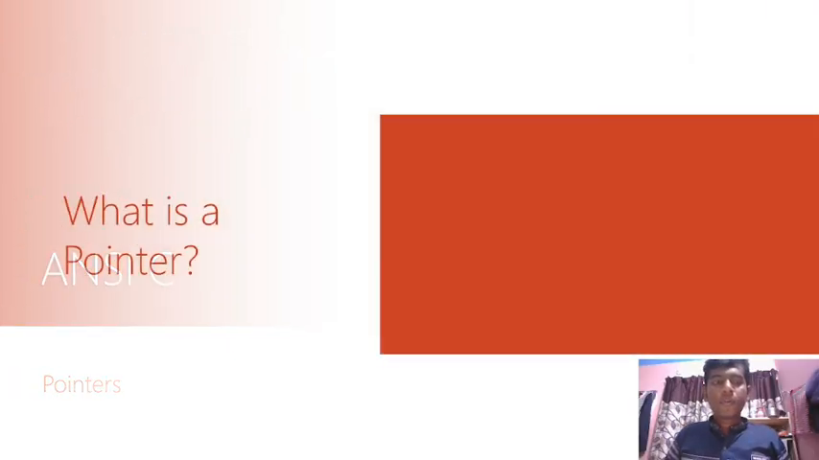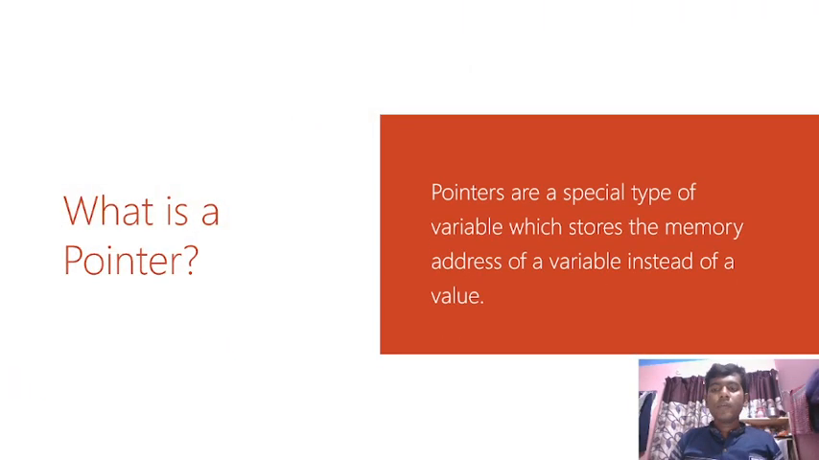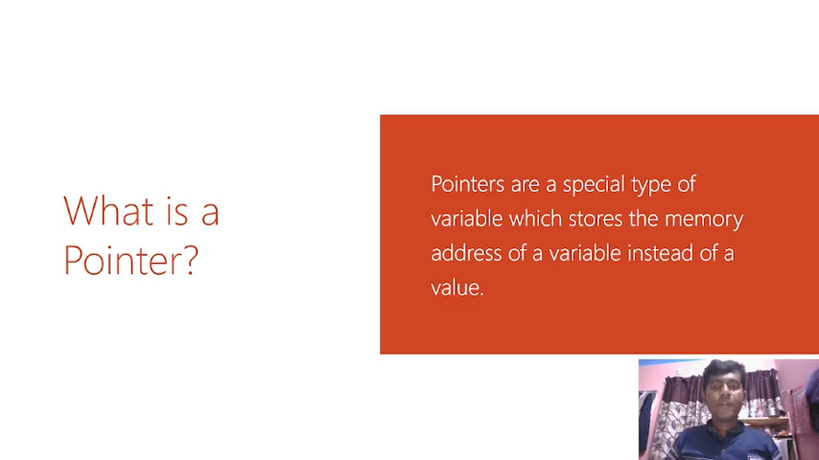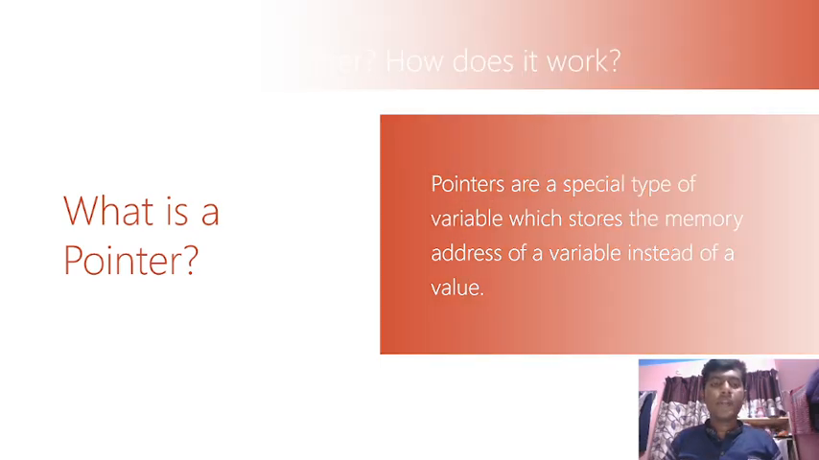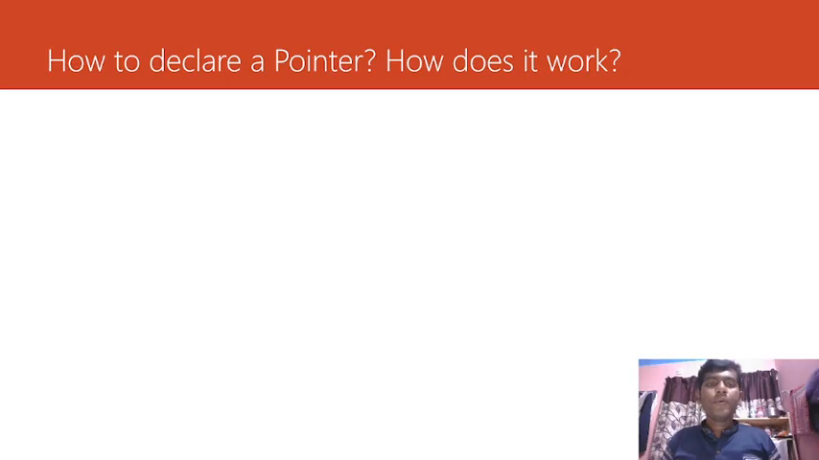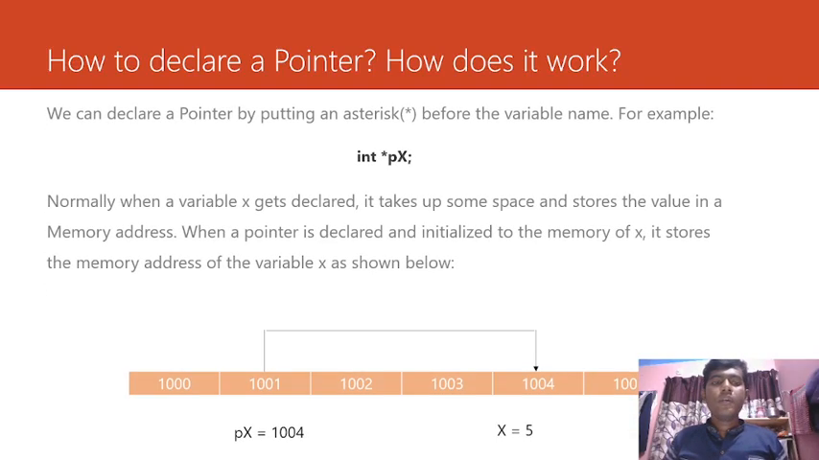So what is a pointer? Pointers are a special type of variable which stores the memory address of a variable instead of a value. So how do we declare a pointer and how does it work? We can declare a pointer by putting an asterisk sign before the variable name as shown here.